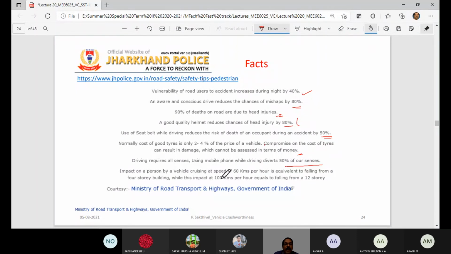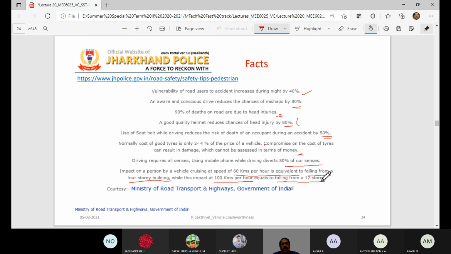That's to be avoided. So impact on a person by a vehicle cruising at the speed of 60 kilometers per hour is equivalent to falling from a four-story building. See how nicely they compare. While the impact at 100 kilometers per hour is equal to falling from a 12-story building. So you are driving at 60 kilometers per hour only, but you go and hit a person. What would happen? It's equivalent to that person falling. The severity of the accident would be equivalent to that of falling from a four-story building. If the speed is 100, that is three times, a 12-story building falling.